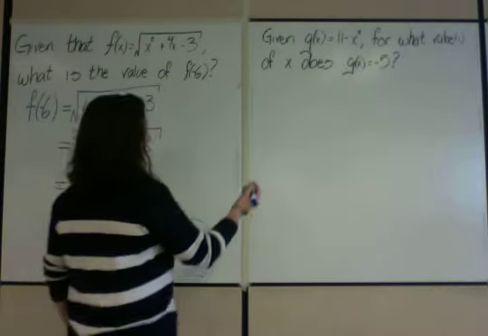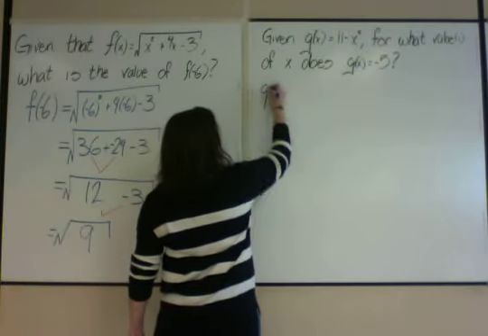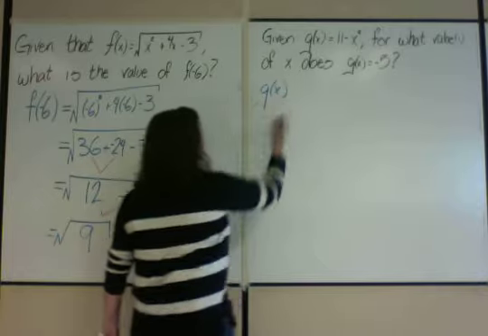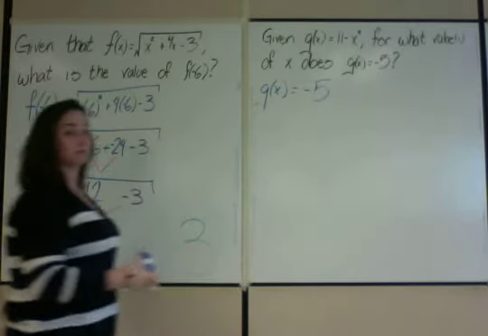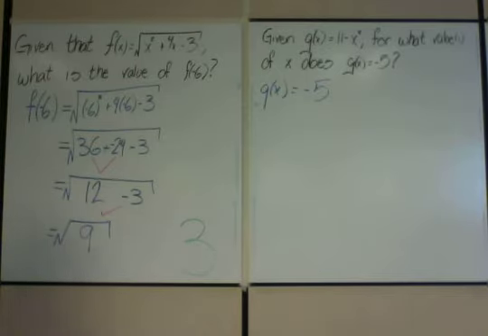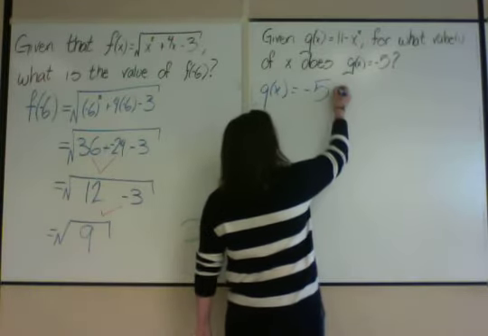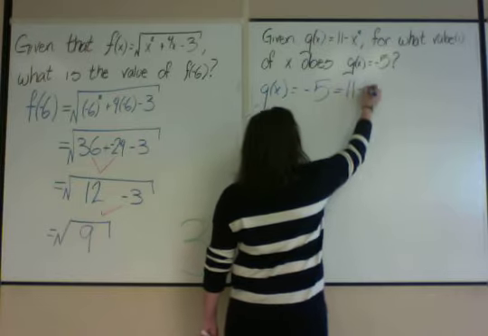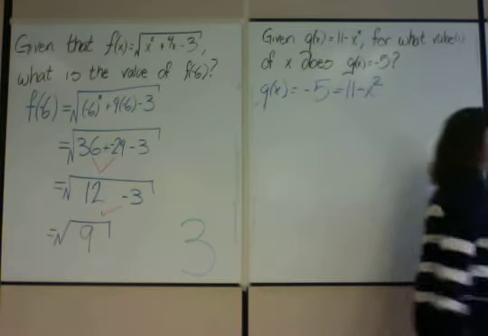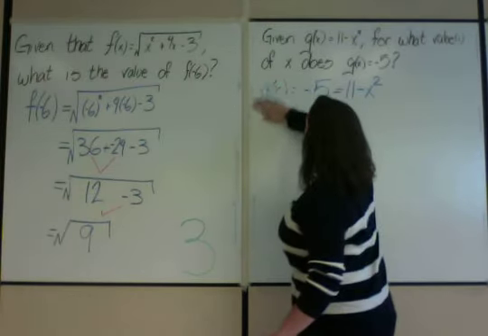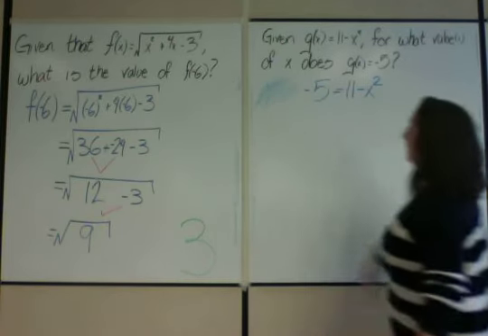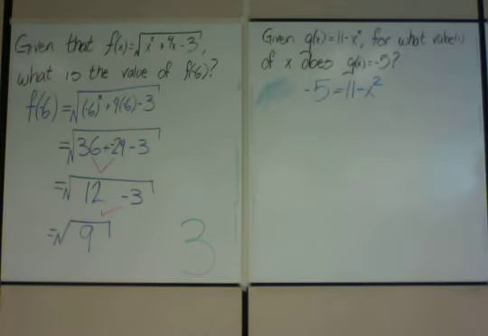The way that this one works is if we wanted to go, okay, g of x equals negative 5 from that last bit of information we were told, and then it also equals 11 minus x squared. So now looking at it, we can get rid of this part out front, and now we have negative 5 equals 11 minus x squared.